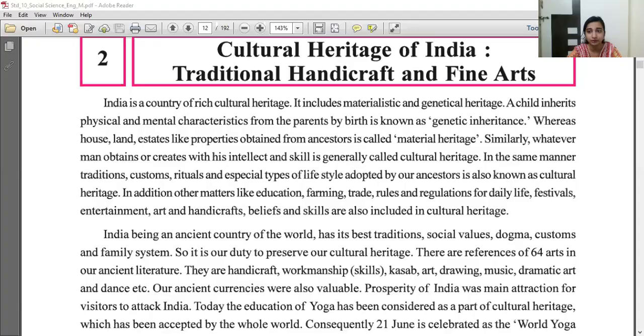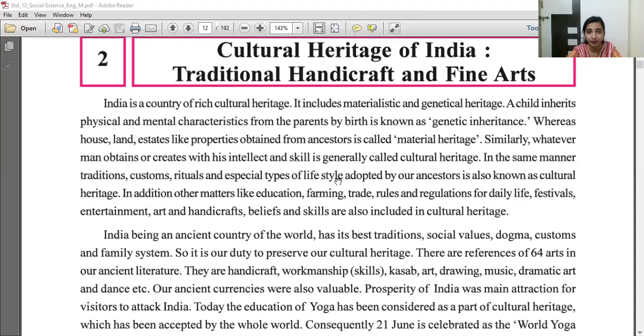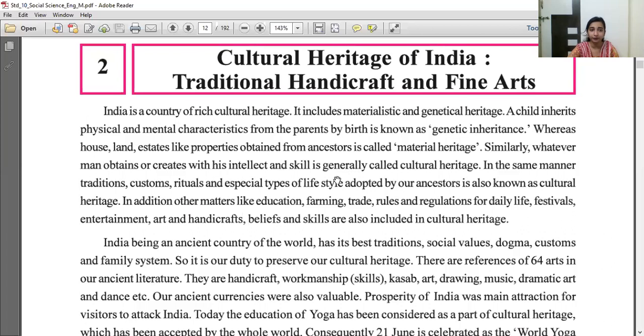Hello students. So today we'll start with chapter number 2, which is Cultural Heritage of India, Traditional Handicrafts and Fine Arts. So I'm going to just share the textbook with you. Yes. So this is chapter number 2, Cultural Heritage of India, Traditional Handicraft and Fine Arts.